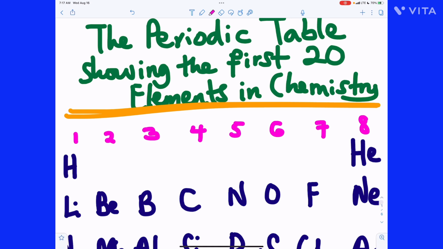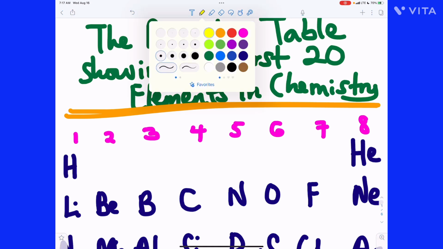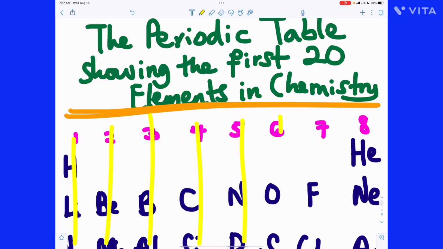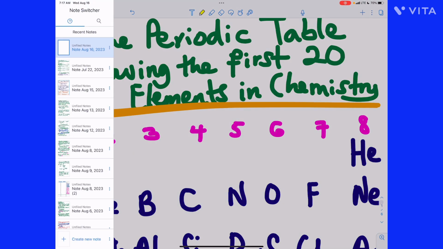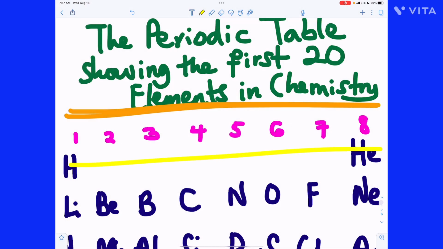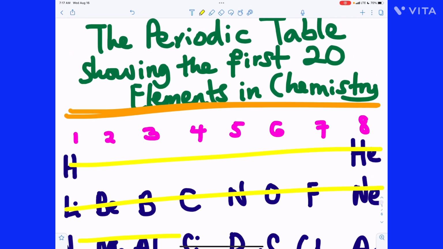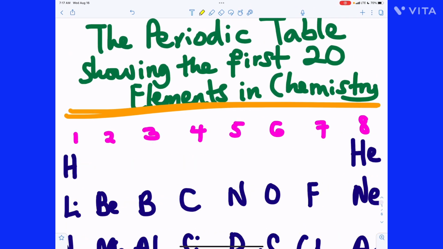Here, as you can see, this is group 1, group 2, group 3, group 4, group 5, 6, 7, 8. So, vertical columns of elements are called groups. These are all groups. And horizontal rows are called periods. This is period 1, period 2, this is period 3, and so on.